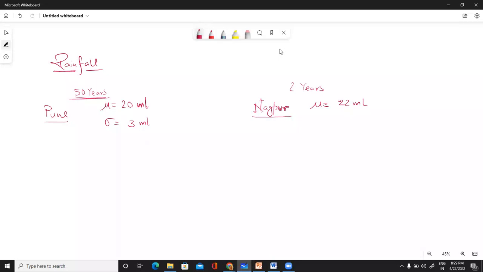If the standard deviation is not given in the data, then we have to calculate it, right? Using the standard deviation formula, the summation of x minus x bar, you have to calculate it.